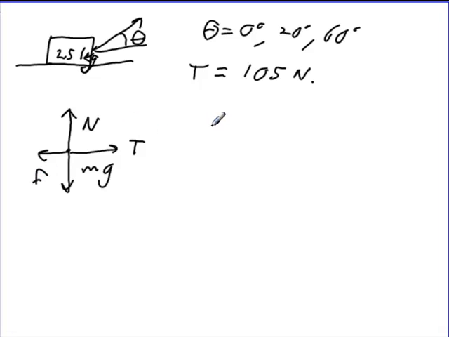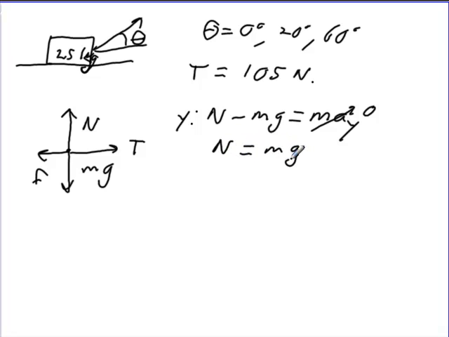We can write an equation, Newton's second law equation, in the y direction, and that will simply say that the normal force minus mg is equal to may, but of course ay is 0, so that simply states that the normal force is equal to mg. So in this case the normal force does equal the weight.